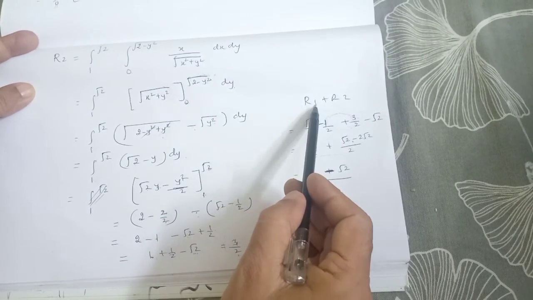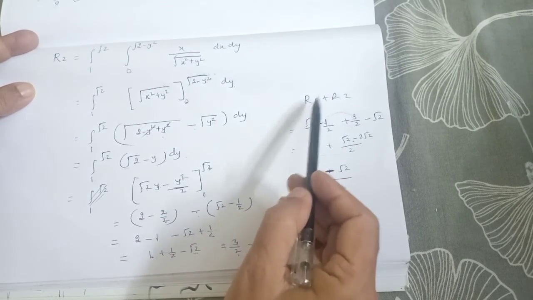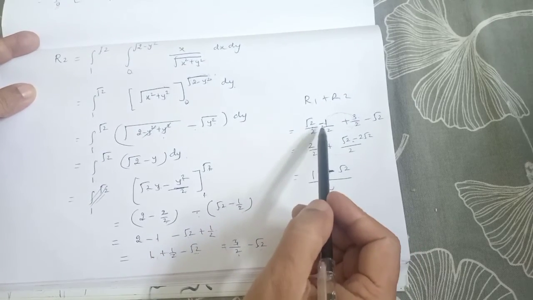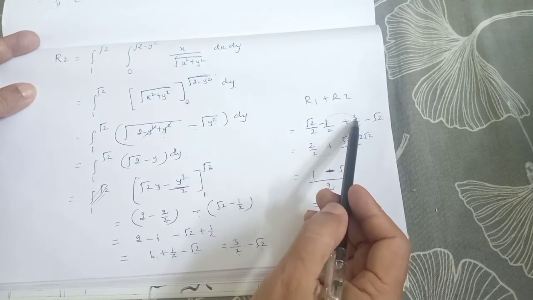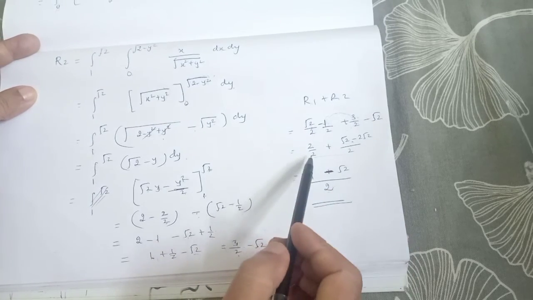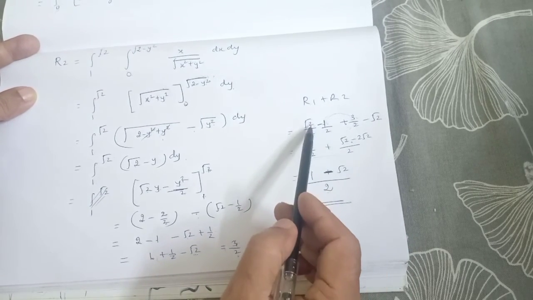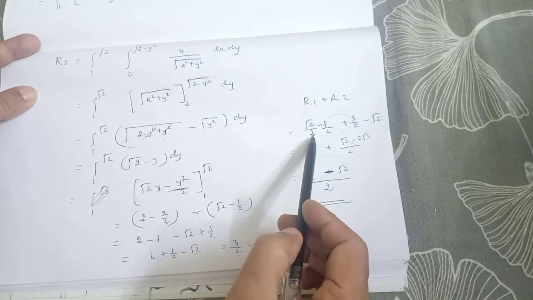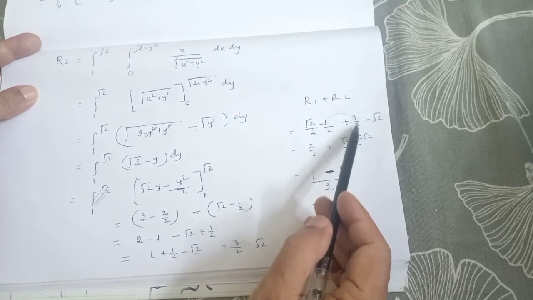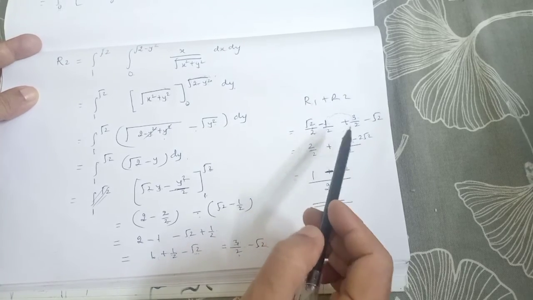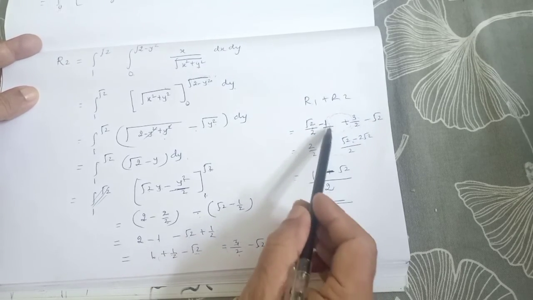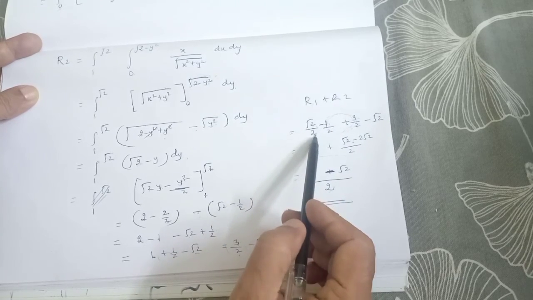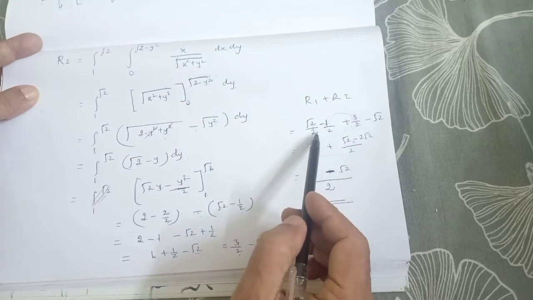Finally, we get R1 plus R2. R1 plus R2 is root 2 by 2 minus 1 by 2 plus 3 by 2 minus root 2. First we combine these two: 3 by 2 minus 1 by 2 is 2 by 2. Next, root 2 by 2 minus root 2.